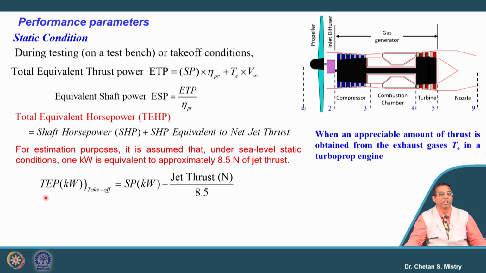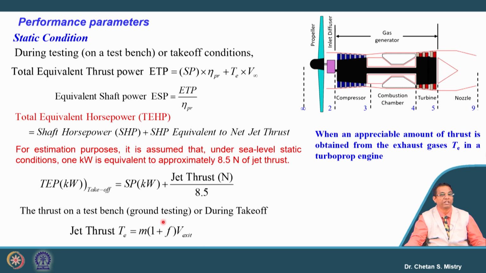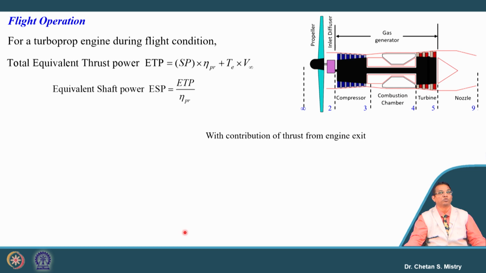It says equivalent power, thrust equivalent power for the takeoff, is given by shaft power in kilowatt plus jet power in Newton divided by 8.5. And here in this case, jet thrust we can calculate, as we have discussed, in terms of m dot into (1 plus f) V exit. Okay. Now let's move towards the next terminology.